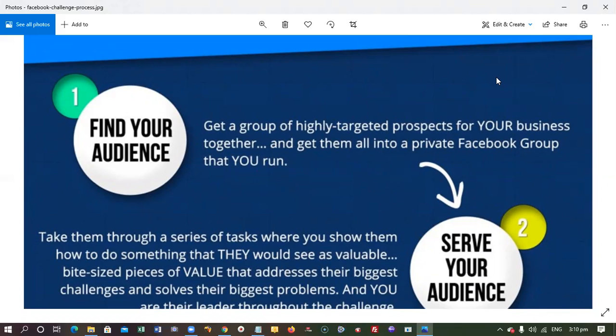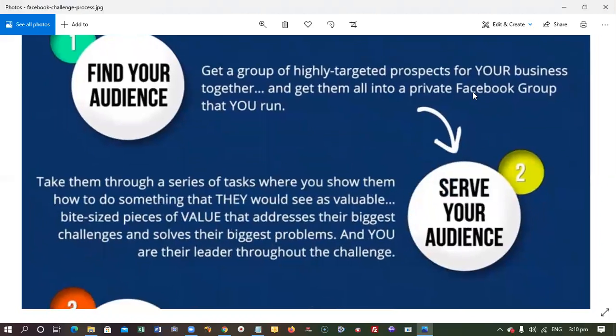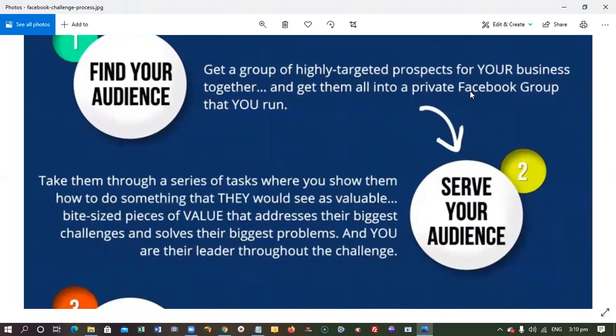That is the second step. Take them through a series of tasks where you show them how to do something that they would see as valuable. Bite-sized pieces of value that address their biggest challenges and solve their biggest problems, and you are their leader throughout the challenge. So here you are there to serve them. In the 5 steps, it's there. Once you watch the video, you get the steps before this.